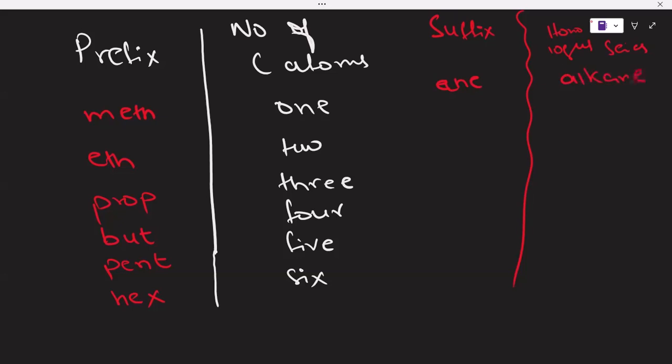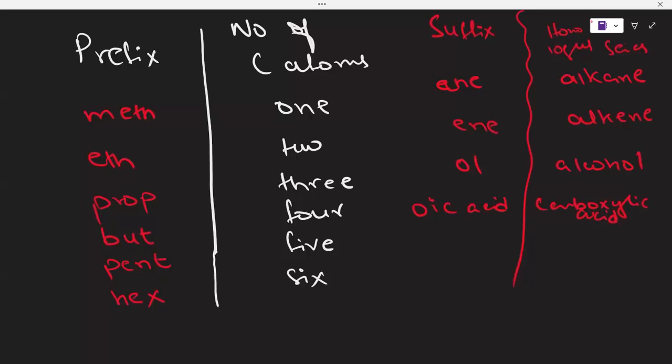Whenever you have ene, this corresponds to an alkene molecule. Whenever you have ol, that corresponds to an alcohol molecule. Whenever you have oic acid, you already know that this is a carboxylic acid. I don't think you have it for esters though, so let's leave esters for now. So these are the four things that you need to remember.